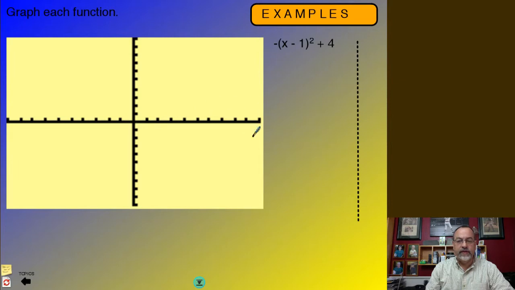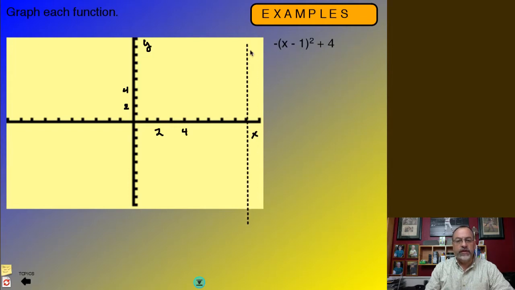So again, I'm going to put my scale on my axes. Okay. And again, I'm going to use what I know about vertex form to help me graph this very quickly. The negative sign tells me that it's going to open down. This is a shift to the right 1, so my axis of symmetry is going to be at 1. And then the vertical shift is up 4, so my vertex is up 4 along this axis.